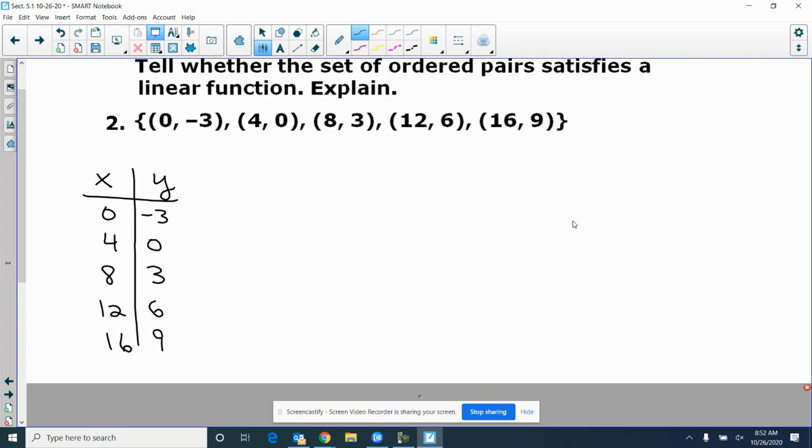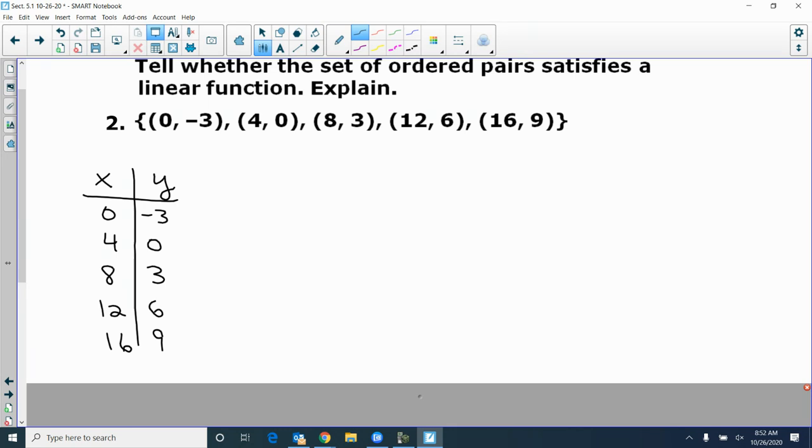All right, what do you think back there, Connor? You think it's linear? Connor? Hello? Yes, we're talking to you. Do you think it's linear? Indeed. Okay, what's the constant change in x?